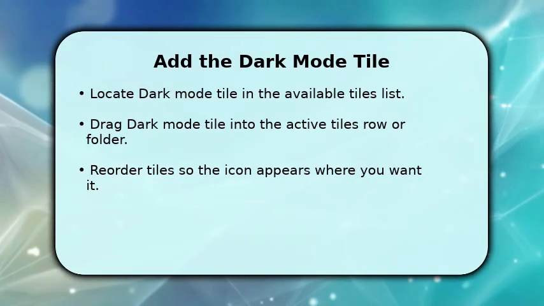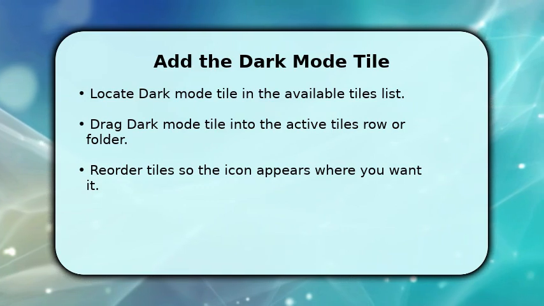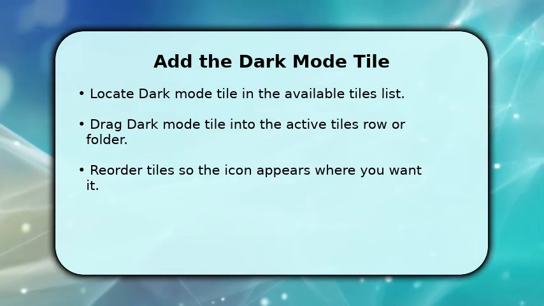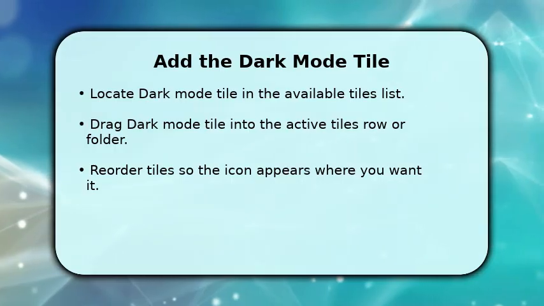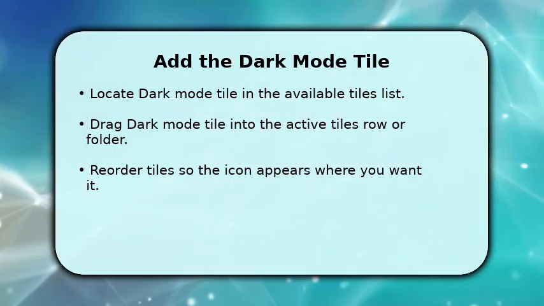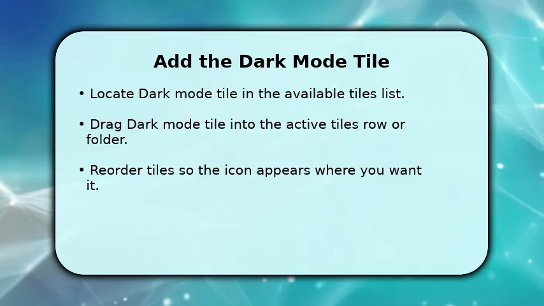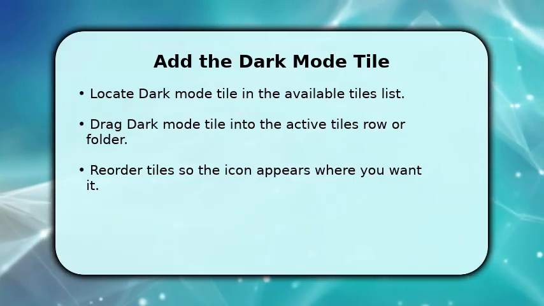Now find the dark mode tile among the inactive or available tiles. Once located, press and hold it and drag it into the active quick panel row where you want instant access. You can place it on the first page for one-swipe access and reorder neighboring tiles to avoid accidental taps.